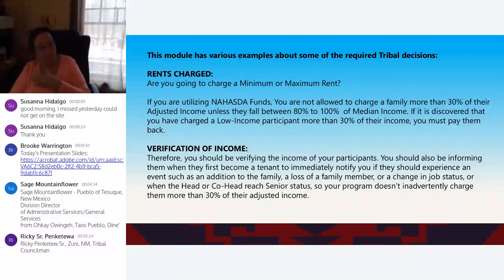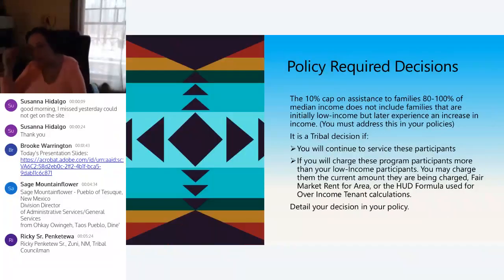You should be informing them when they first become a tenant to notify you about, remember what we went through yesterday, if they have life-altering events: get a job, lose a job, change a job, have a baby, somebody moves out, somebody passes away, they become an elder. There's all sorts of things that will have cause and effect on that rent going up and down, okay? Head or co-head reach that senior status, so you can make sure that you don't inadvertently charge them more than that 30% of their income.